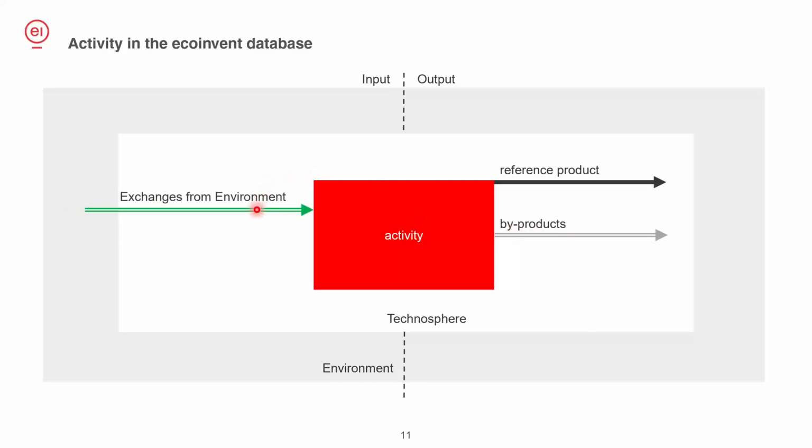Activities also have inputs from and to the environment. These are called elementary exchanges or elementary flows. And also, activities have inputs from other activities, from the technosphere. And these are called intermediate exchanges.